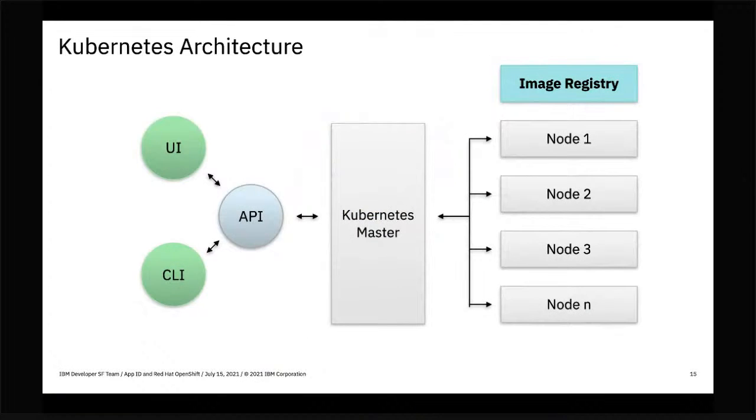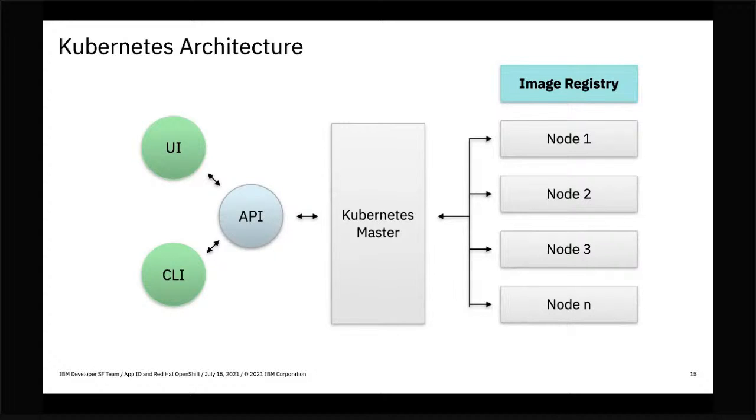And so this is an overview of the Kubernetes architecture. You see at the middle of the diagram, we have our Kubernetes master. And our Kubernetes master is going to deal with all of the different nodes that we have. And it's going to pull containers, container data from an image registry. This could be a public registry like Docker Hub. It could be a private registry. Red Hat OpenShift ships with its own registry.